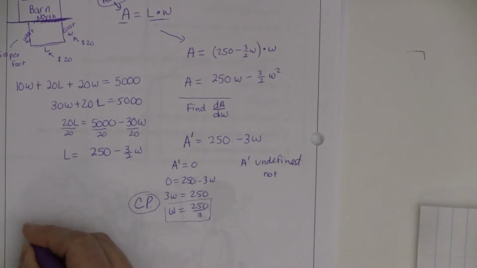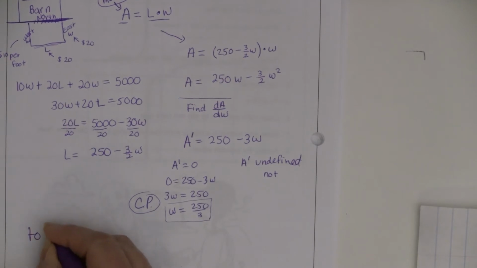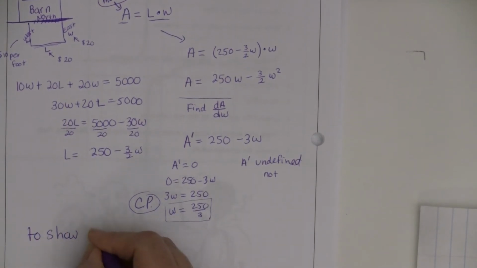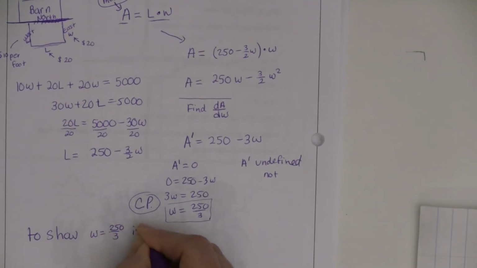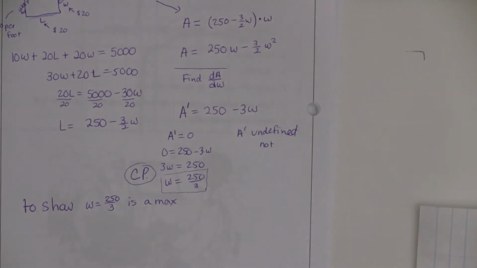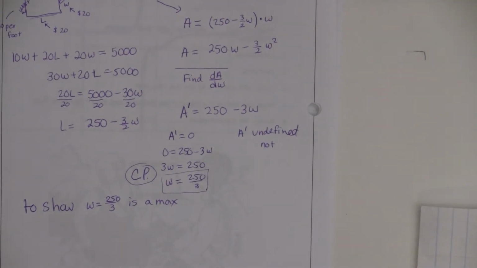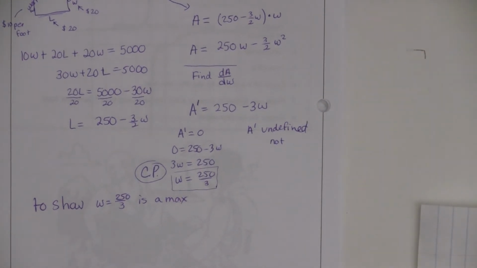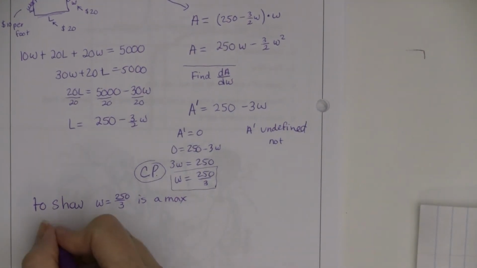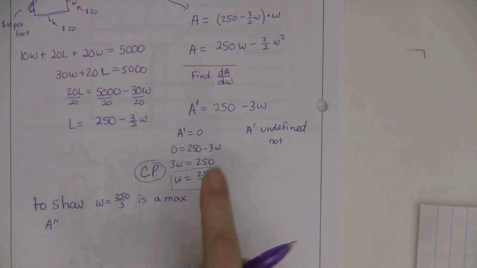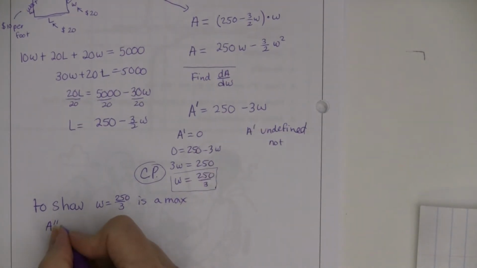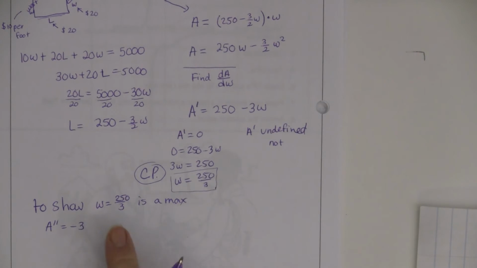So I want to show, can you see what I'm writing? To show that W equals 250 over 3 is a max of A. I want to show that. And let me see if you can see what I wrote. Okay, so what I'm going to do to show that is take the second derivative of A, which is -3. And this was our critical point, remember, of A.